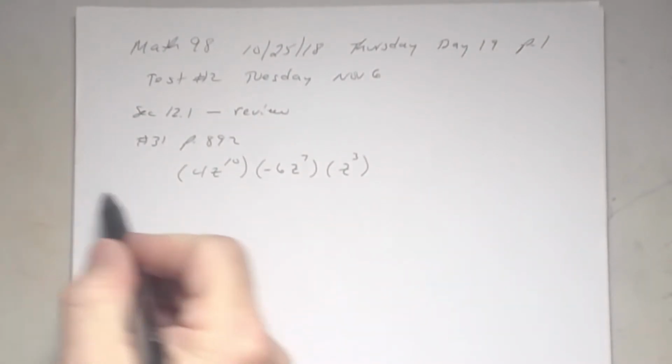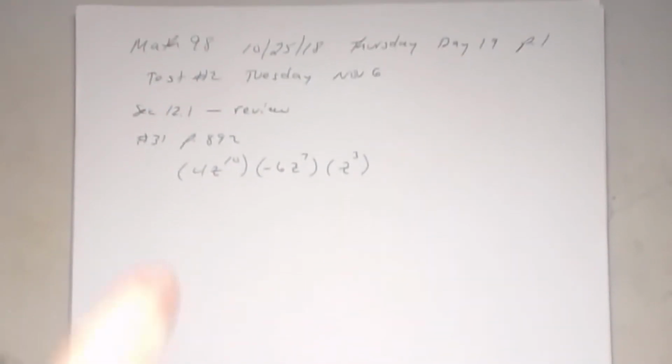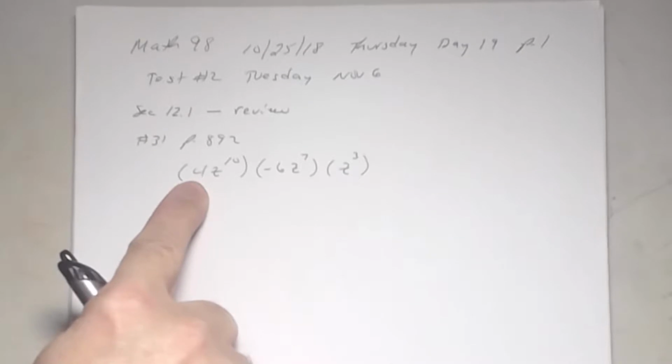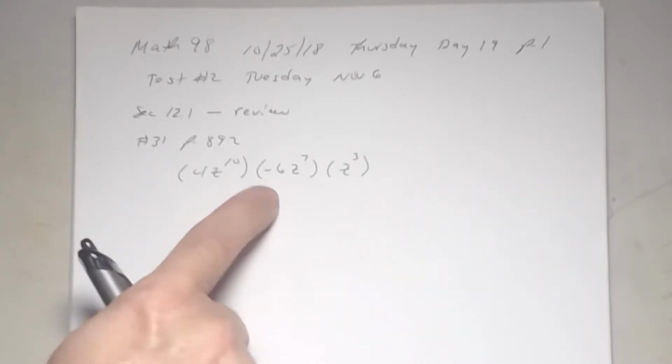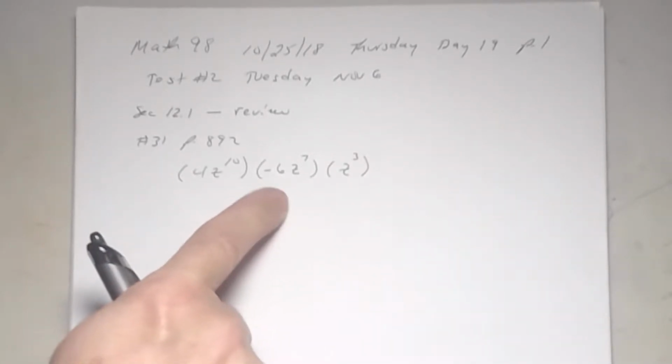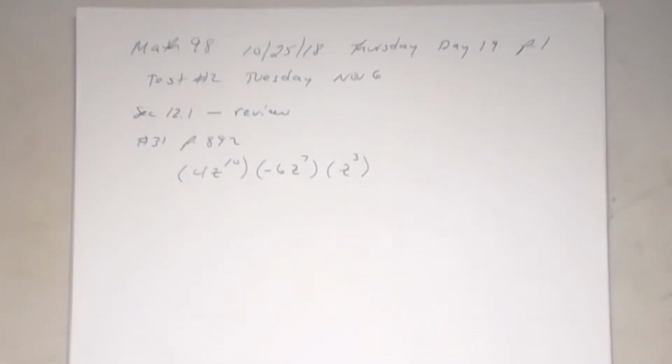What operation are you using here? What's that operation when you read this? You read this as 4 what? Times z to the 10th, and tell me what else? Times negative 6 times z to the 7th times z cubed. That's important to know. Knowing that will help you, for the most part, to know what to do. But if you don't know the operations being performed here, then you're going to struggle with these. All right, so use the product rule.